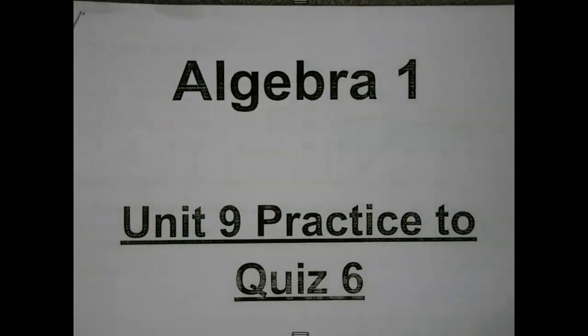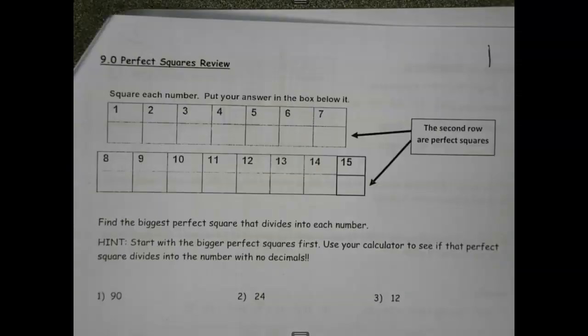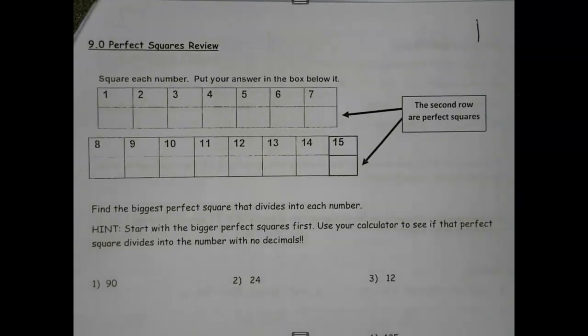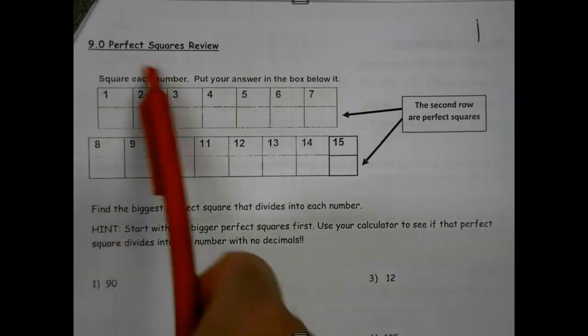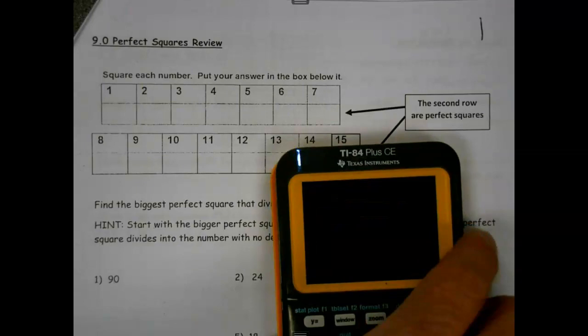We're going to put the notes to the side for right now. We're going to immediately jump into the practice here because this is going to give us a great opportunity to do a little bit of work with just perfect squares and try to figure some things out. So, up here it says square each number, put your answer in the box below it. So here's how this works.